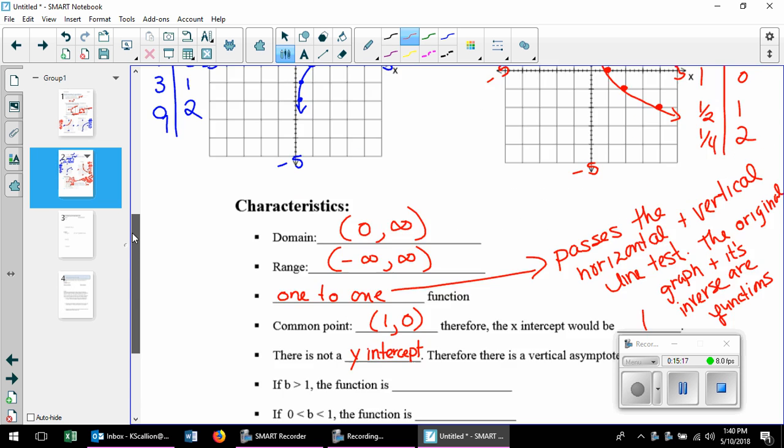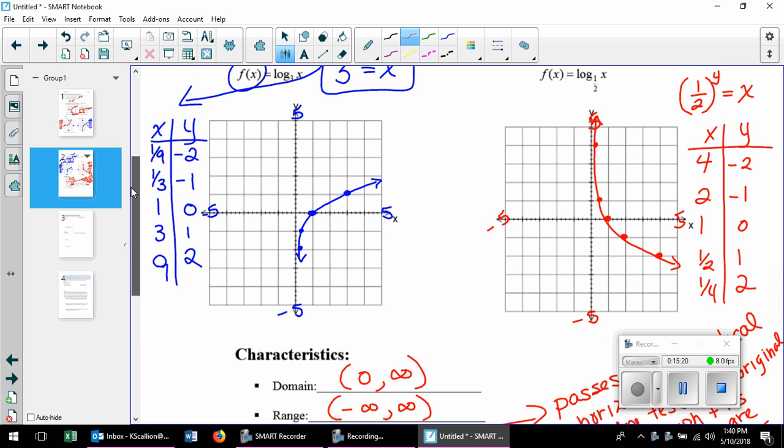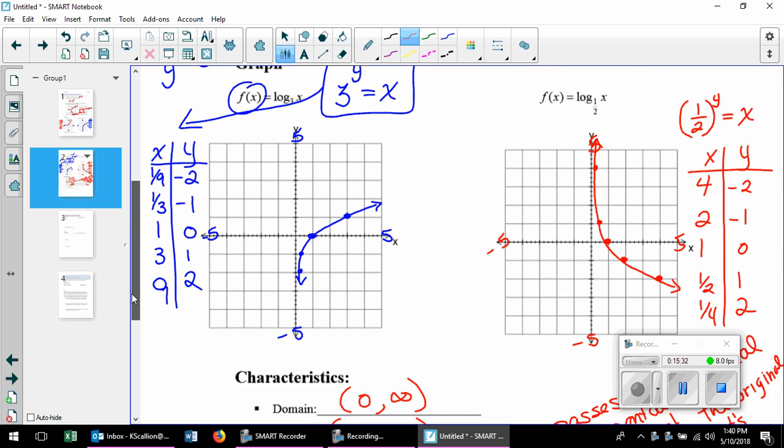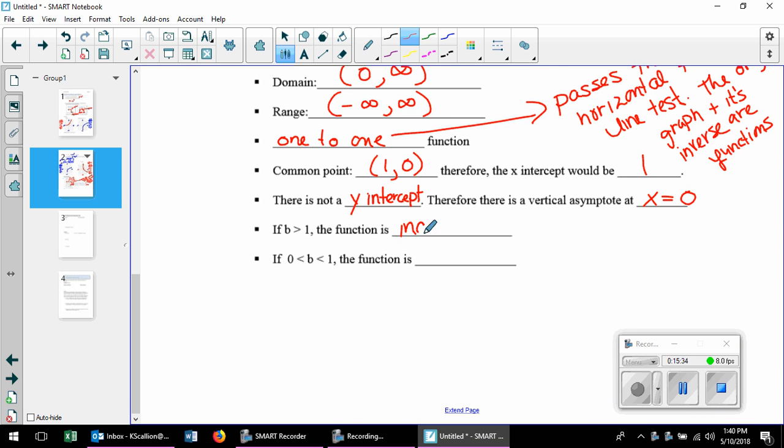All right, so going back up, we're looking at these two graphs. If we have a base of a function that's greater than 1, we know that this graph is an increasing function. If the base is a fraction, then okay, so you need to know all this stuff about your graphs.